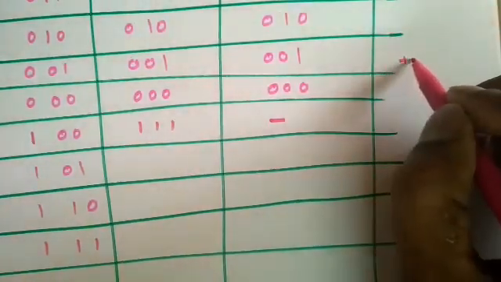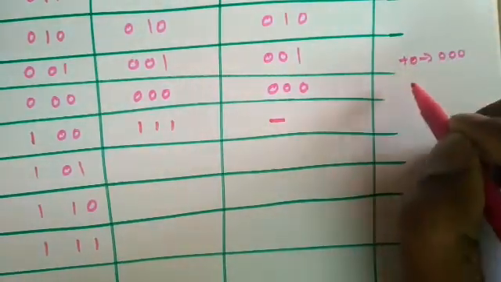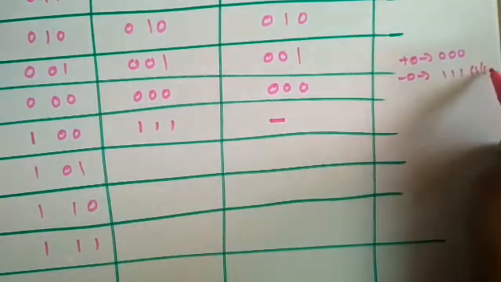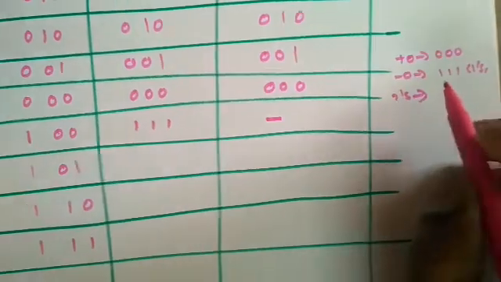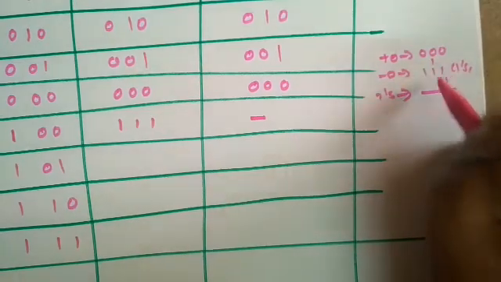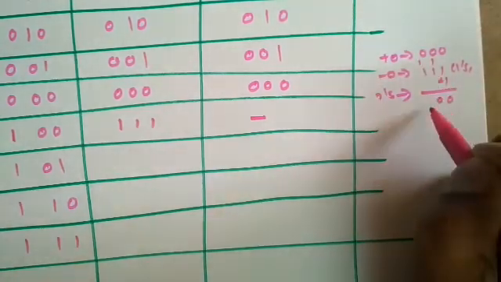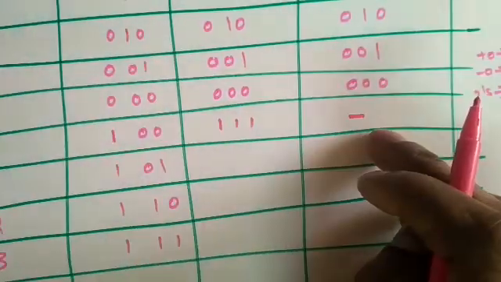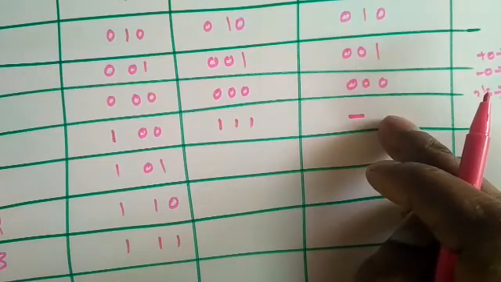See, for positive 0, we got all zeros. So for negative 0 in 1's complement, we got all 1s. This is 1's complement. If it is 2's complement, what is this one? We need to add plus 1 here. So 1 plus 1 is 0, carry 1. Again 1 plus 1 is 0. Again 1 plus 1 is 0. Carry discarded. So this is 0 0 0. So already we represented it. So minus 0 is not possible in signed 2's complement form.